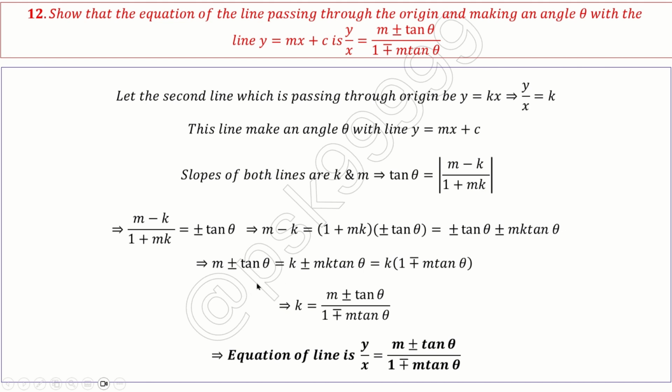Okay. Basically, I'm trying to find k value out. Okay. I want the k variables to one side and then find the k value. Okay. So if I do that, I get k as m plus or minus tan theta divided by 1 minus or plus m tan theta. Okay. Be careful about the sign. When it is plus, the denominator is minus. When the numerator is minus, the denominator is plus. Okay. So k is nothing but y by x. So the equation of the line is y by x equal to m plus or minus tan theta divided by 1 minus or plus m tan theta. Yeah. Next.